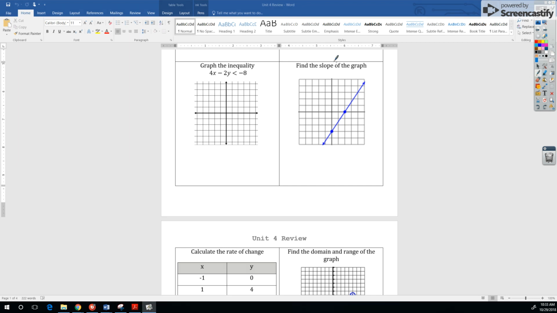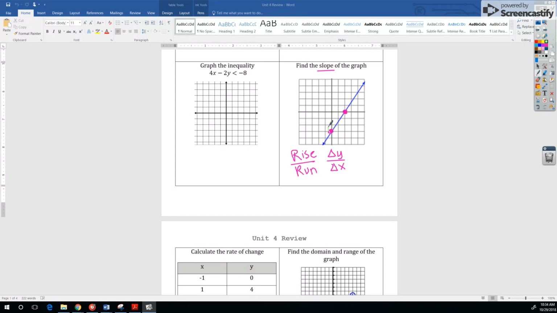Okay, next problem. We are finding the slope of the graph. So this one is actually not too bad because we have identified two different points for you to count the slope. So slope is also known as rise over run, your change in y divided by your change in x. So we need to see how much from left to right are we going up and how much are we going to the right or to the left.